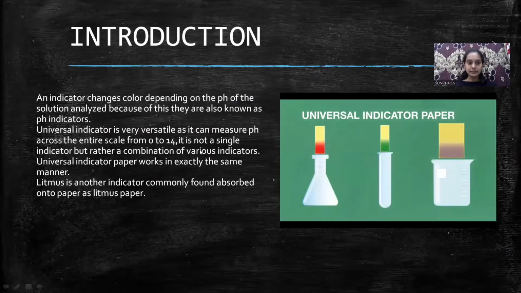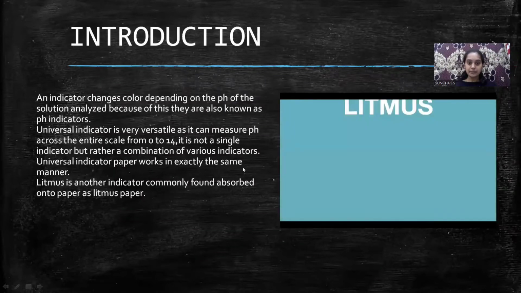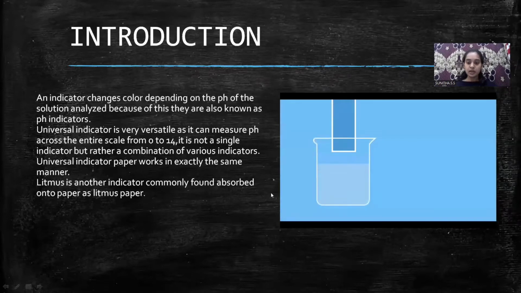Universal indicator paper works in exactly the same manner. Litmus is another indicator commonly found absorbed onto paper as litmus paper. Blue litmus paper turns red under acidic conditions with a pH less than 7. Similarly, red litmus paper turns blue under alkaline conditions with a pH above 7.